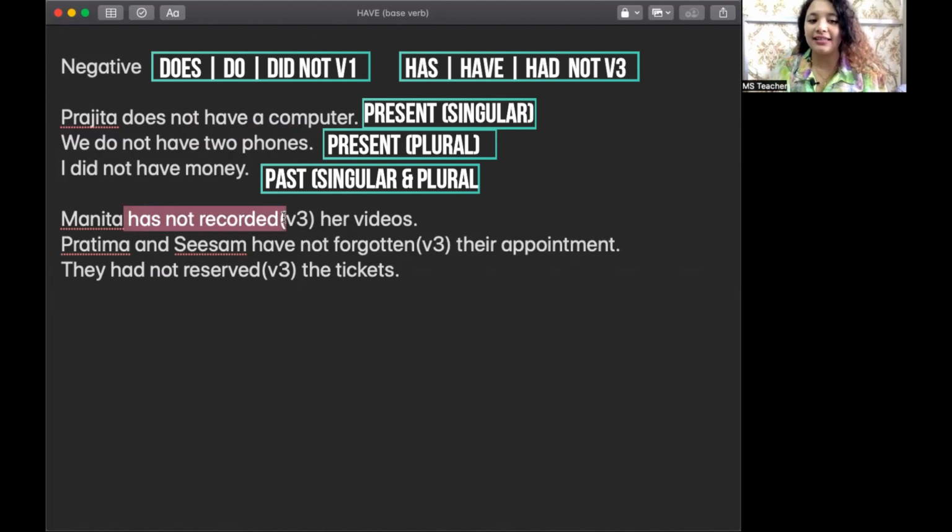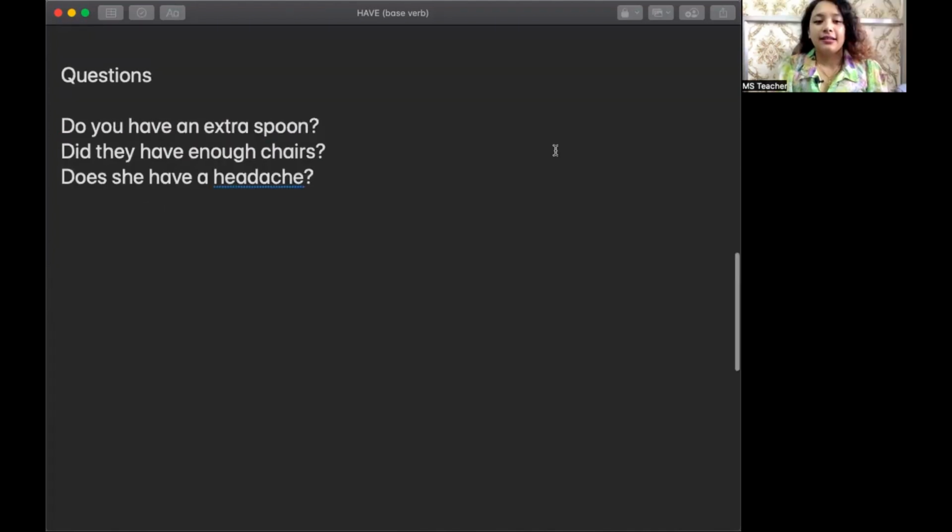But the main idea is that has is used for singular subjects, have is used for plural subjects, and had for plural or singular, both are okay. So this remains the same.